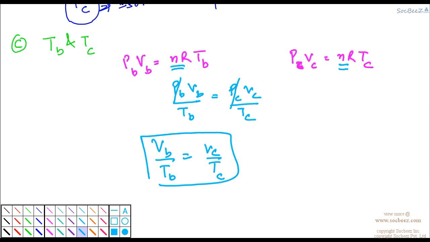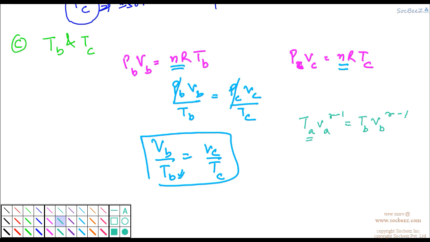Now we can find the volume basically for C. The temperature for B could be directly found as well. As it is an adiabatic process, we have the equation relating temperature and volume, which is TA VA raised to power gamma minus 1 equals TB VB raised to power gamma minus 1.